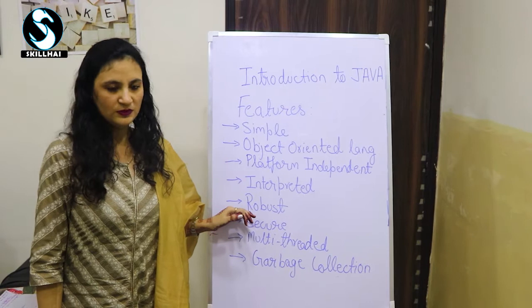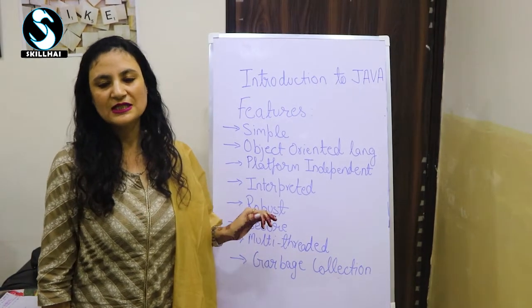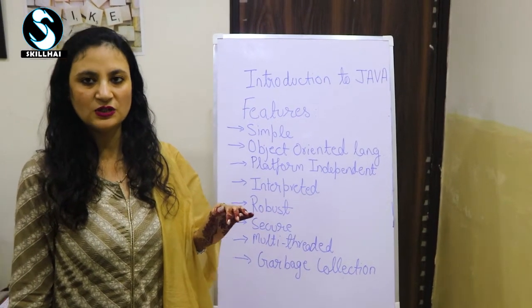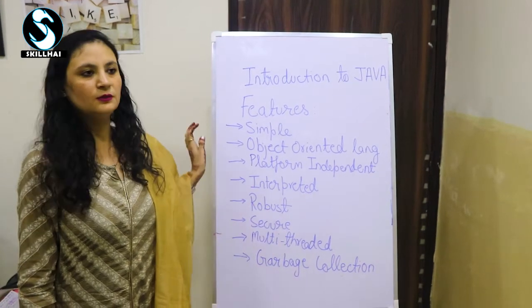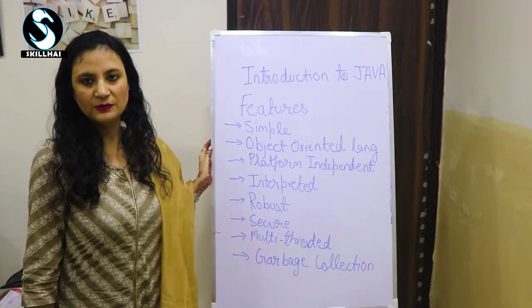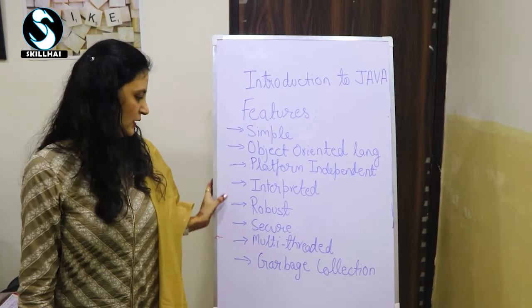Then Java is a robust language. Why do we call it a robust language? Because it has a feature of exception handling. It can handle the problems at runtime itself. We have to write code for it.